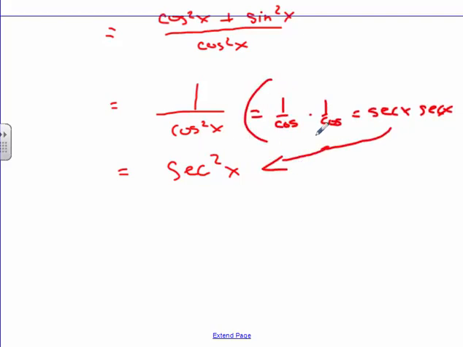I don't know that I really need to write out this little step here. This from here to here is hopefully pretty logical. But this adds our 3rd rule now. So sine derives to cosine, cosine derives to negative sine, and tan derives to a secant squared. So there's our 3rd one.